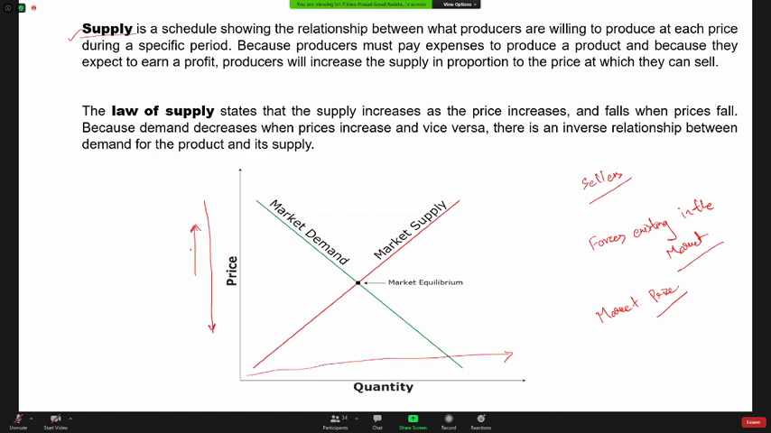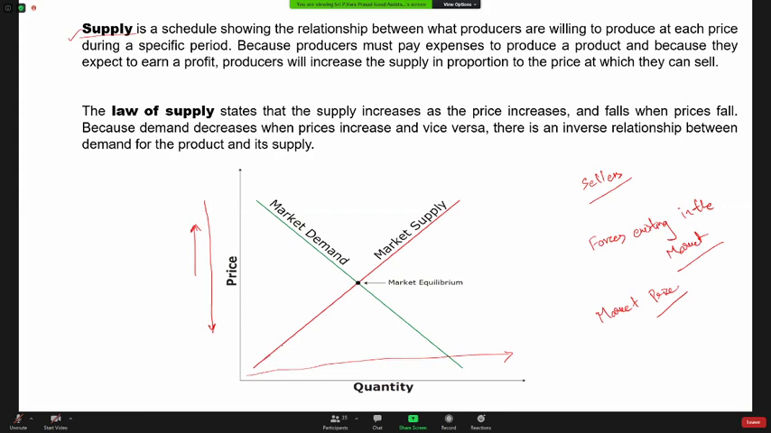I think you know the obvious reason behind this. The higher the price, the more will be the returns or profits to the seller. So they are willing to sell more at a higher price.